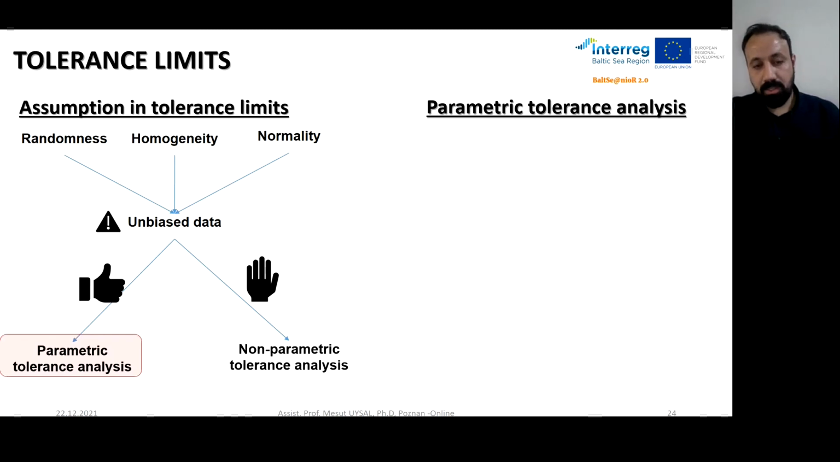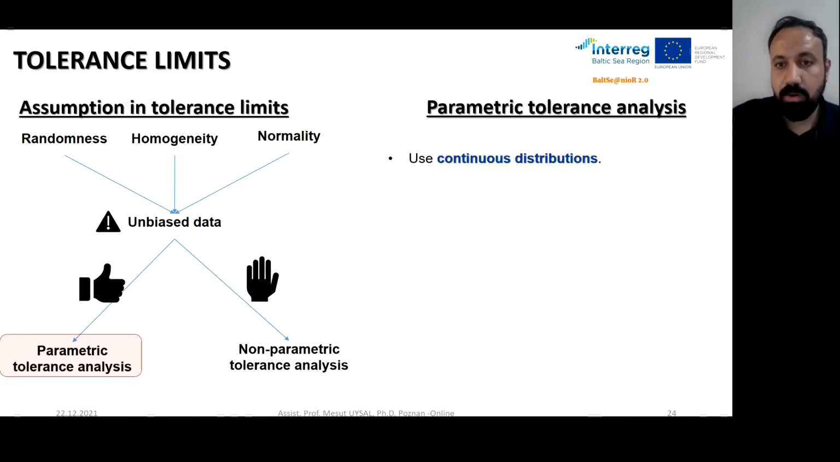After making the assumptions, we can decide which tolerance limits and which distribution we can use in tolerance analysis. In parametric tolerance analysis, we are using a continuous distribution. As with random variables, it was the continuous random variables. Here again, we are going to a continuous distribution.